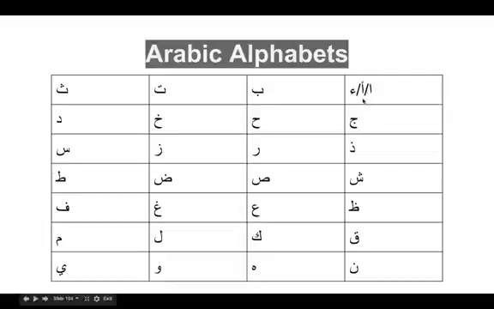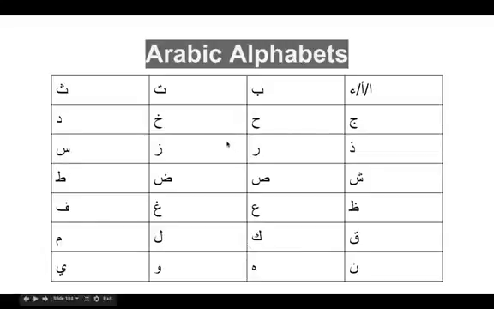What are these? Normally we say Alif or A, Ba, Ta, Tha, Jim, Ha, Kha, Dal, Dal, Ra, Zay, Sin, Shin, Sad, Dad, Ta, Za, Ain, Ghain, Fa, Qaf, Kaf, Lam, Mim, Noon, Ha, Waw, Ya. These are the Arabic letters.